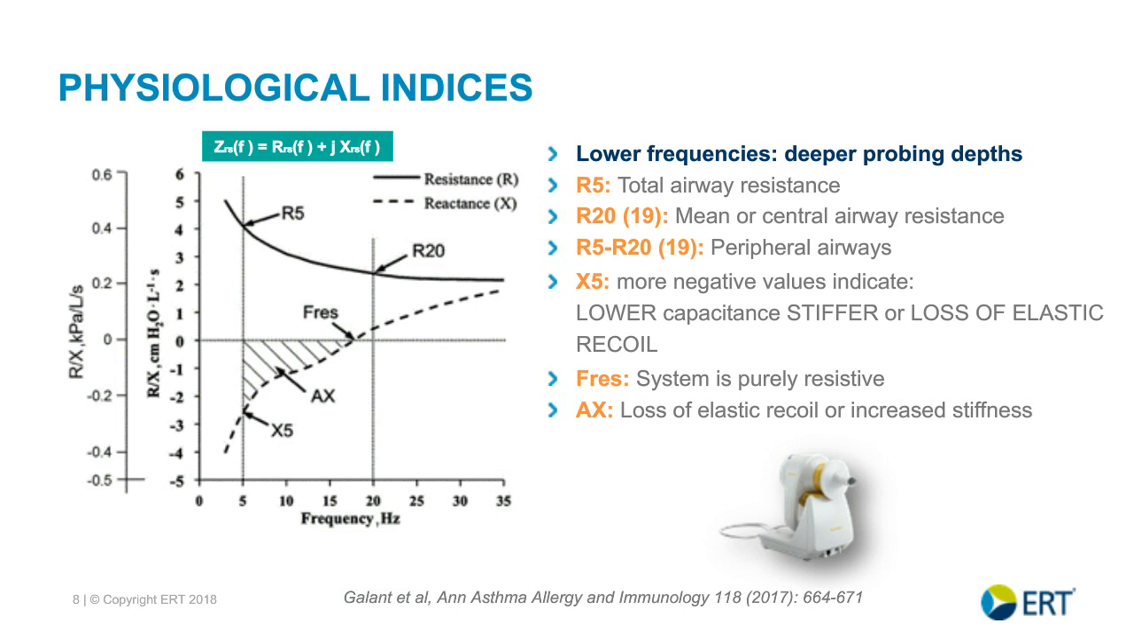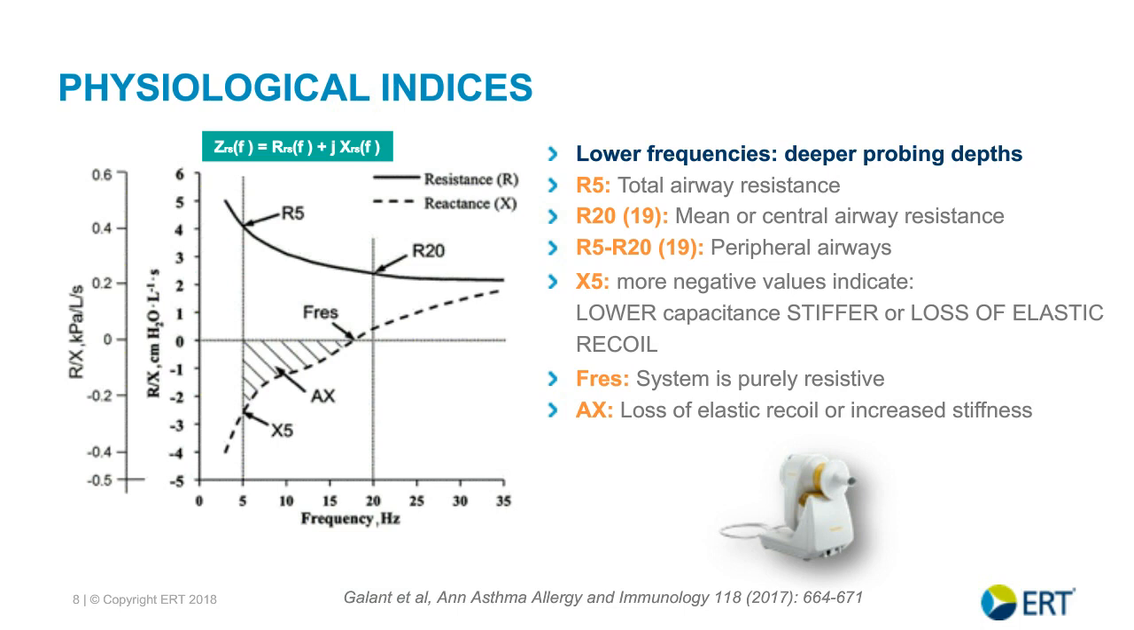And the area under the curve between 5 Hz and resonant frequency, which is called the AX, named after Mike Goldman, or Goldman's triangle, is a marker of the same problem, a loss of elastic recoil or increased lung stiffness.